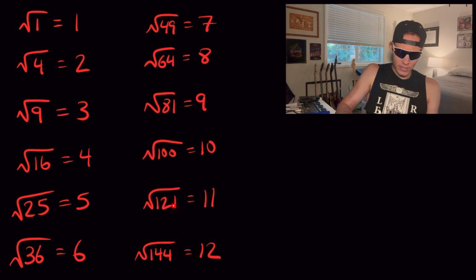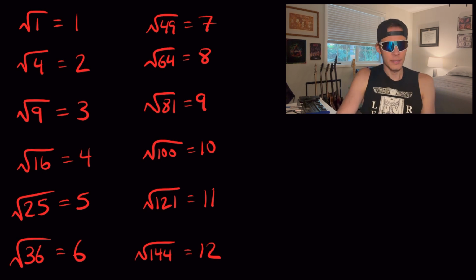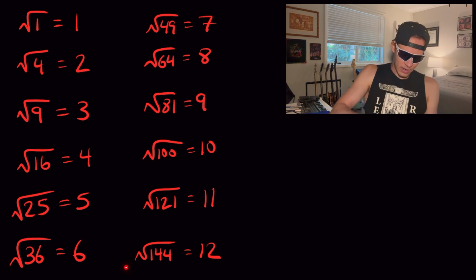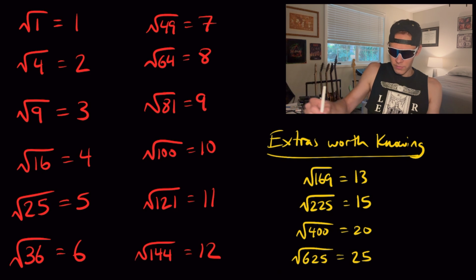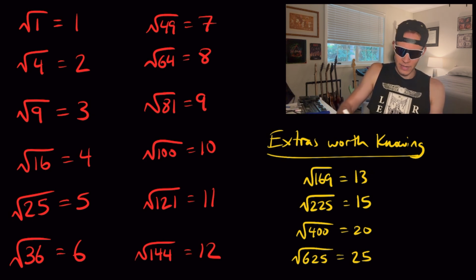11 times 11 is 121. So the square root of 121 is 11. So these, again, are our perfect square numbers just represented now with square roots. And then just like in the perfect square numbers video, here are some extras worth knowing. The square root of 169 is 13 because 13 times 13 is 169. The square root of 225 is 15 because 15 times 15 is 225, and so on and so forth. So these are a couple others that are worth knowing.